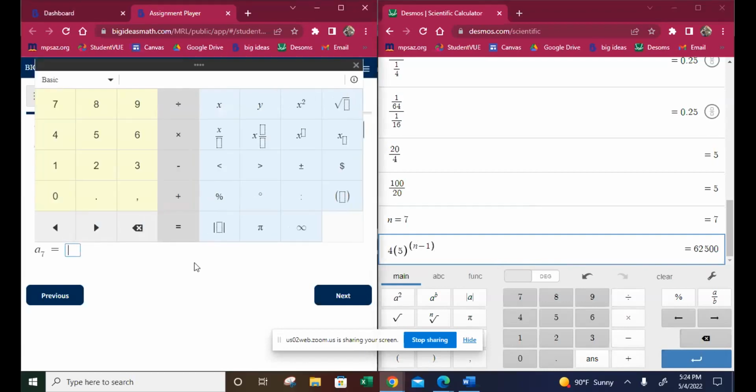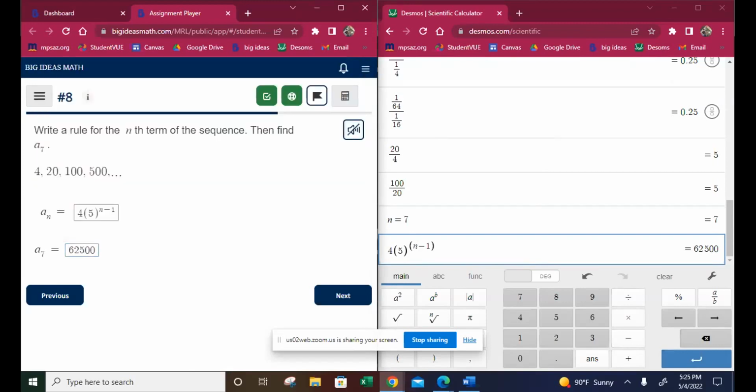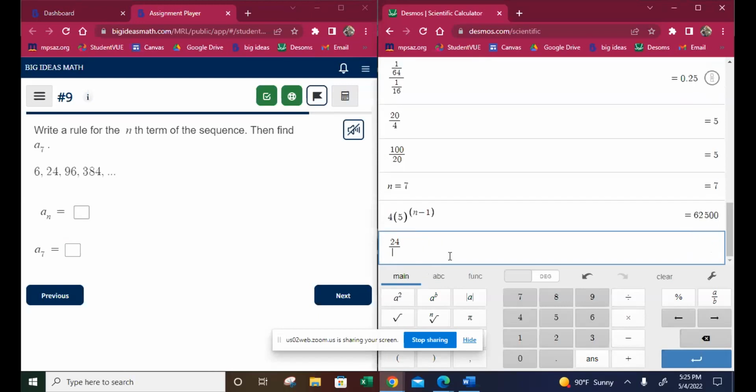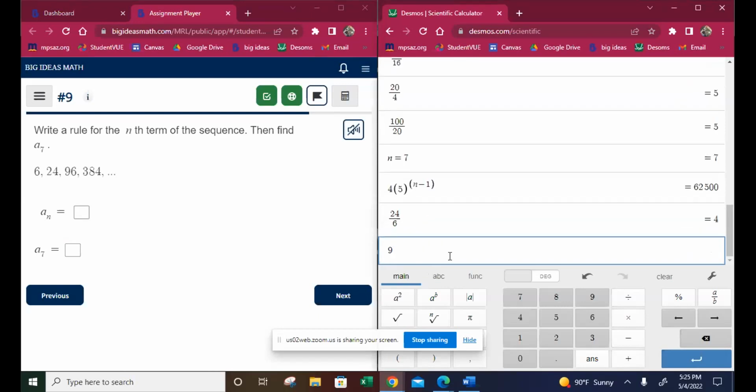And I just put it in here, right? Yep. 62,500. Okay, so for the next one here, I want you to find the value of what's called R, your common ratio, 24 divided by 6, 96 divided by 4. You want to make sure that those are the same.